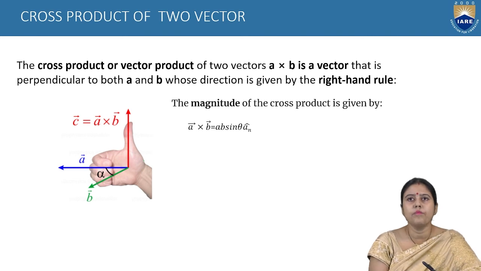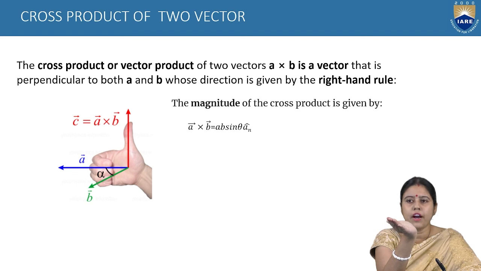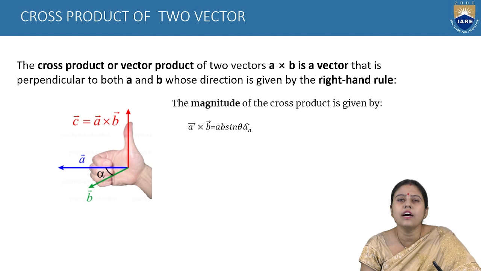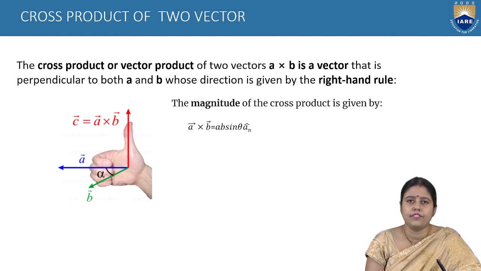If we have two matrices A, B, so A cross B means we will take our right hand and roll it from the first matrix to the second matrix, and the direction of the thumb gives the direction of the resultant matrix.